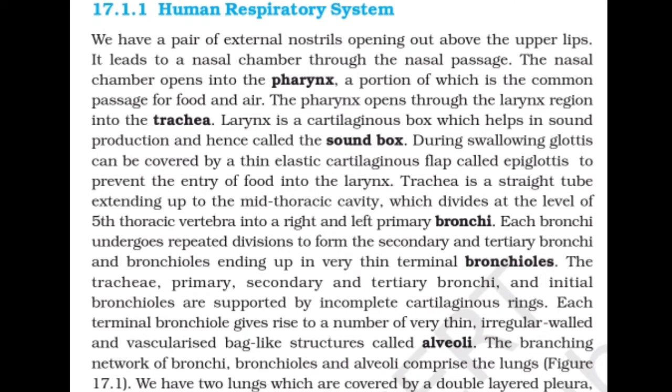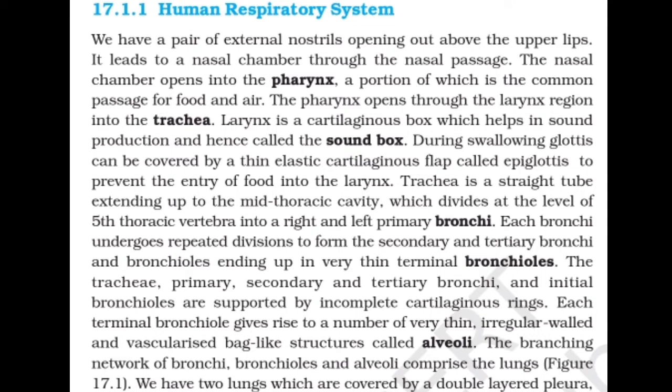We have a pair of external nostrils opening out above the upper lips. It leads to the nasal chambers through the nasal passage. The nasal chambers open into the pharynx, a portion of which is the common passage for food and air. The pharynx opens through the larynx region into the trachea. Larynx is a cartilaginous box which helps in sound production and hence is called the sound box. During swallowing, the glottis can be covered by a thin elastic cartilaginous flap called epiglottis to prevent the entry of food into the larynx.